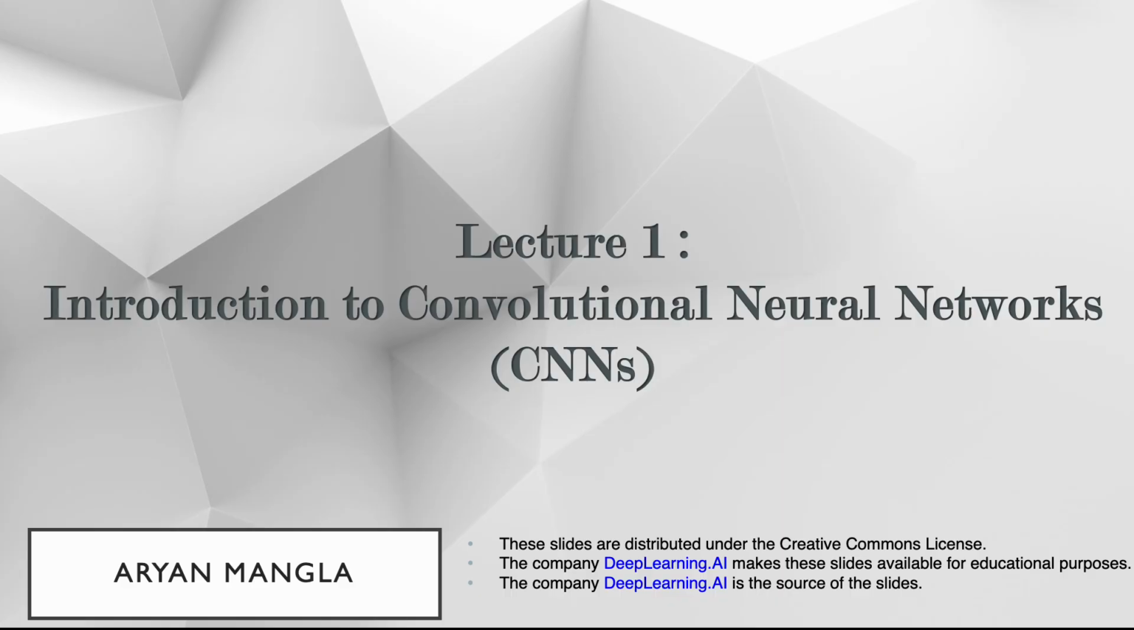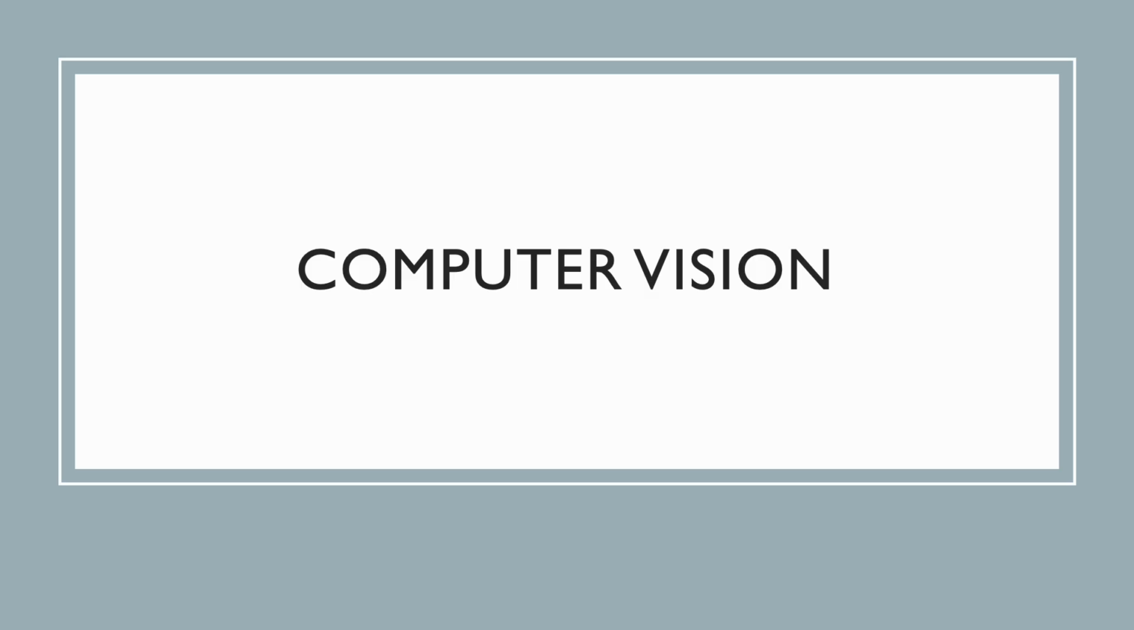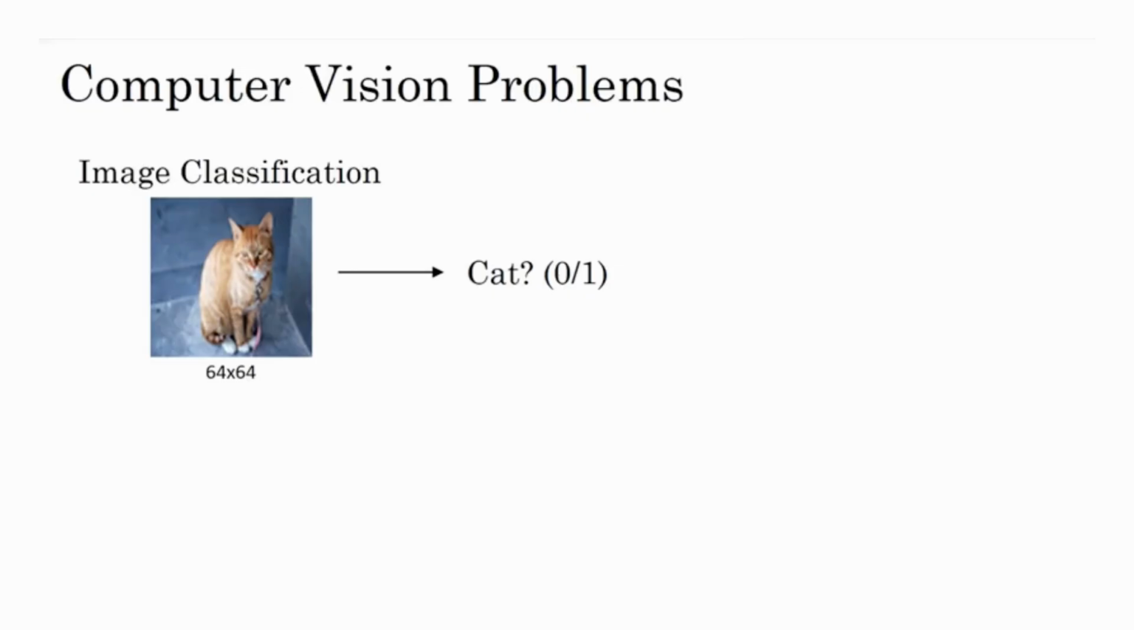So let's dive right into it. We will explore computer vision here. Computer vision is basically how a computer sees anything. So what are the broad categories that computer vision problems fall into?